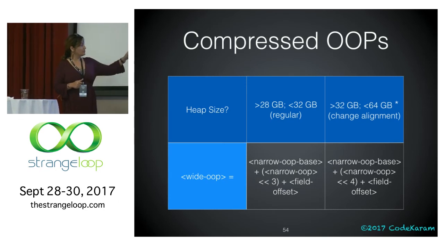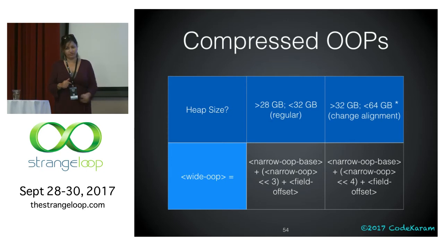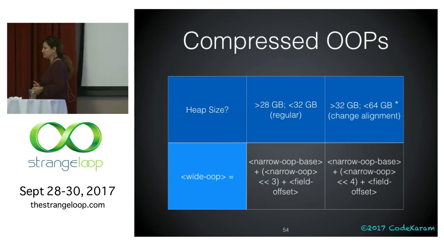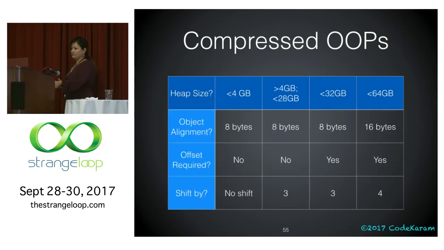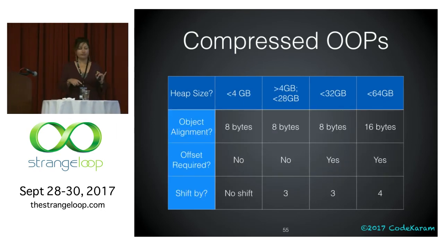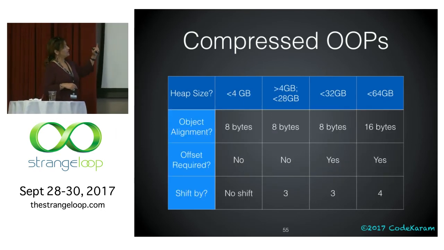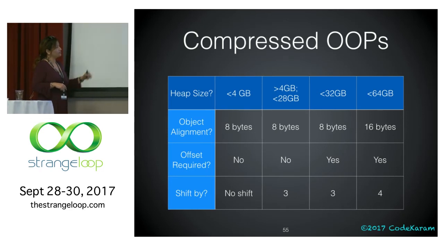So it's the same thing. Instead of a 3-bit shift, you have a 4-bit shift because the alignment has been changed. Okay? So, the same table, just rearranged. We have object alignment, we have offset requirement, and shift by.